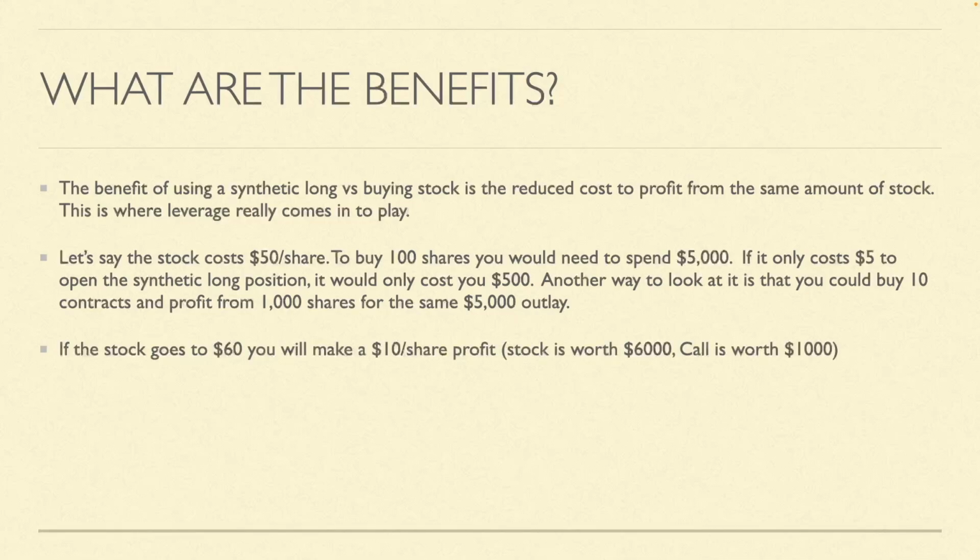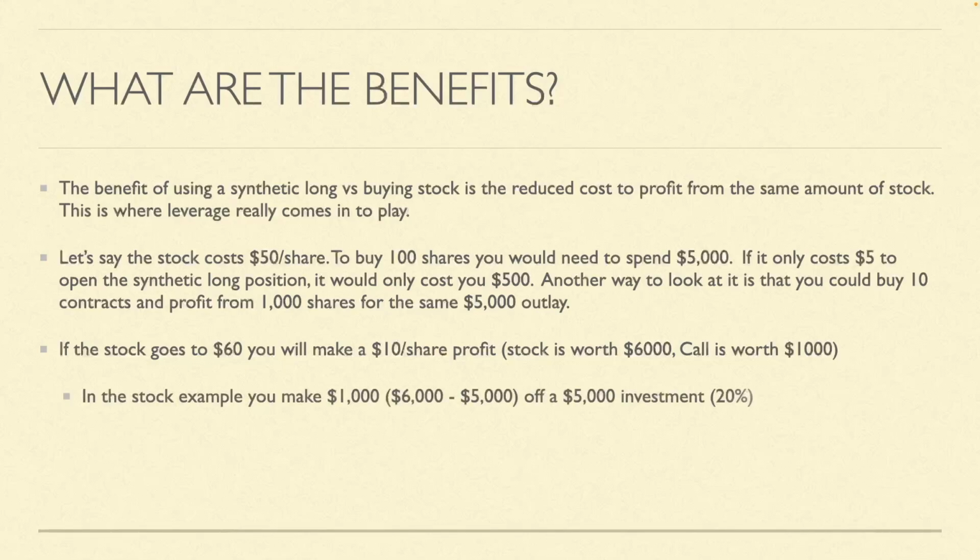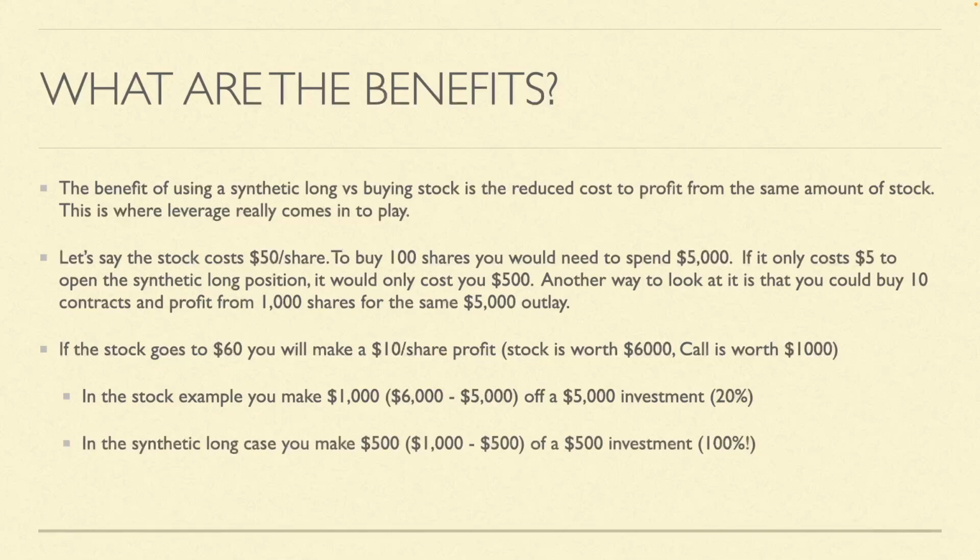If the stock goes to 60, you'll make a $10 per share profit. The stock is worth 6,000, the call is worth 1,000. In the stock example, you make $1,000, which is 6,000 that it's worth, minus 5,000 you paid, off of a $5,000 investment. It's a 20% return. In the synthetic long case, you make $500, the $1,000 that the call is worth minus the $500 that you paid to open it, off of a $500 investment. That's 100% return, 5 times.